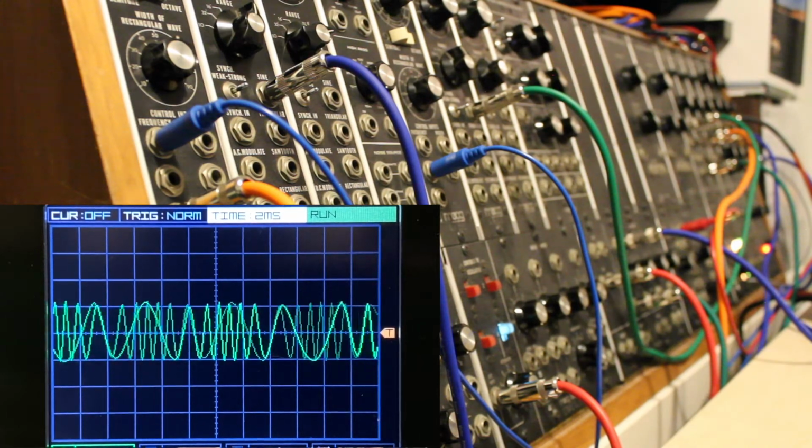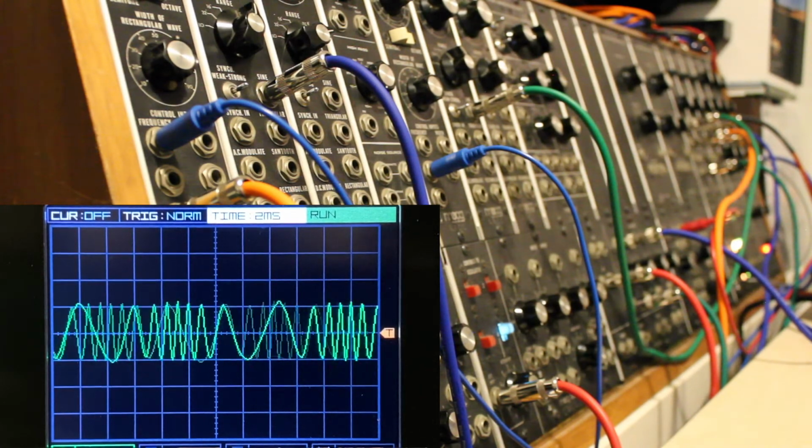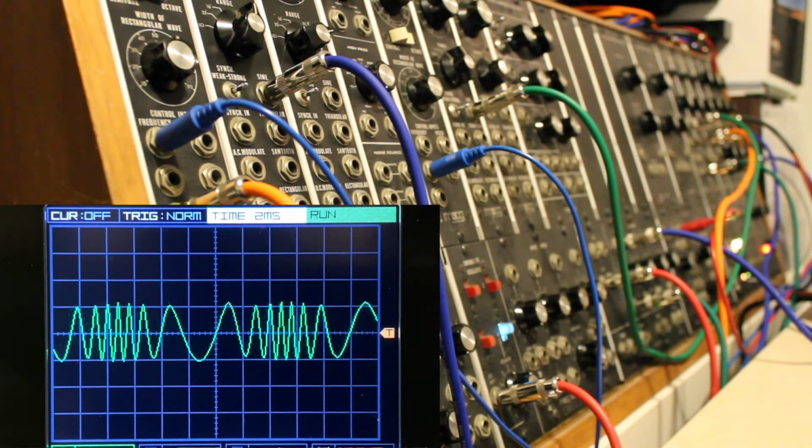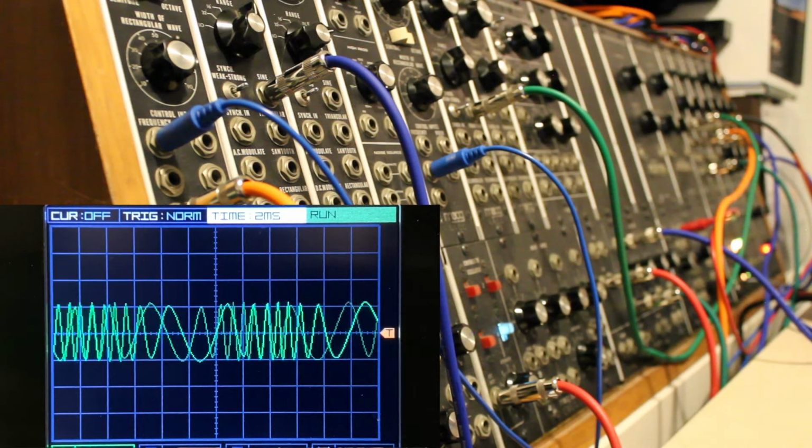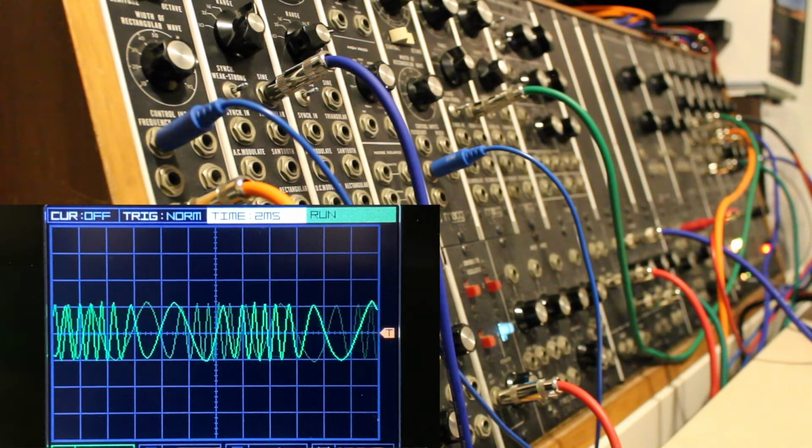And finally, what if we change the frequency and amplitude of the modulator over time? I can simulate this by just turning knobs on the synthesizer that relate to the frequency and amplitude.